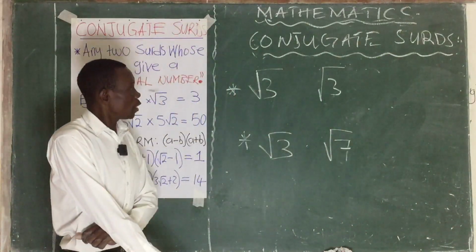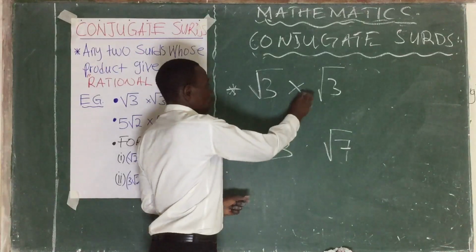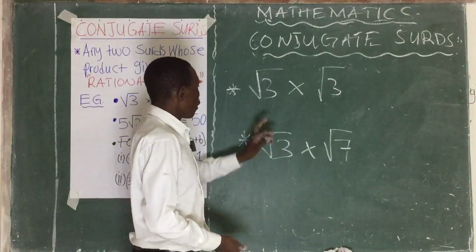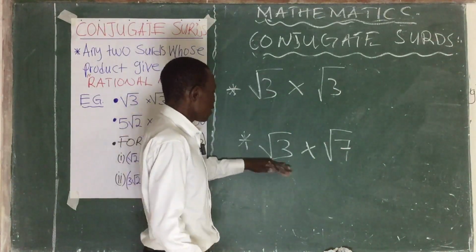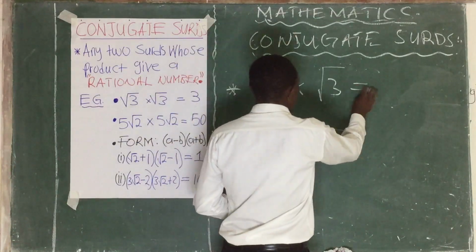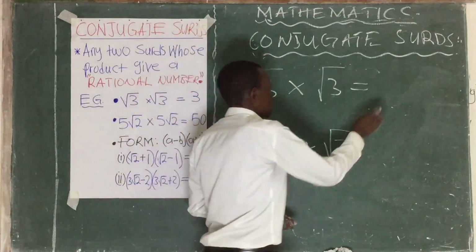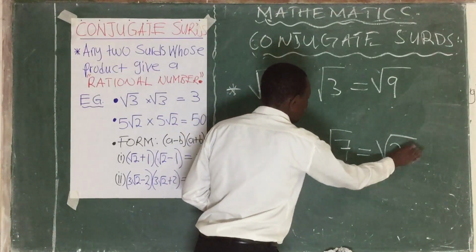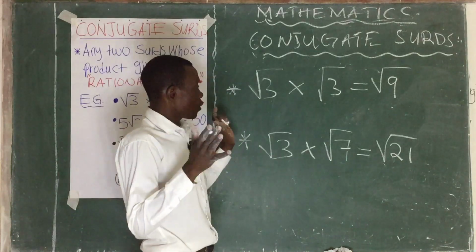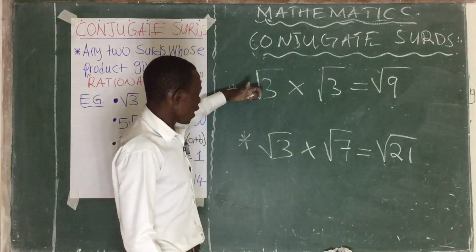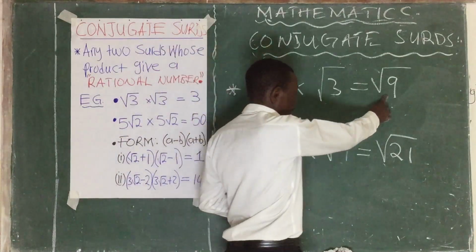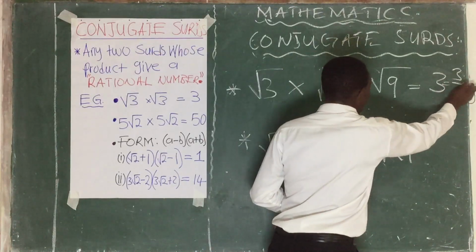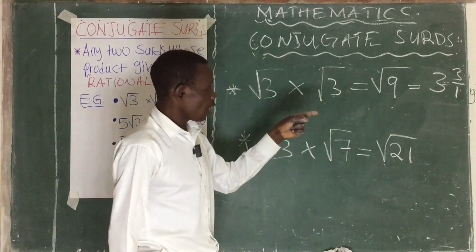If I multiply this and this, the product means multiplication, and I also multiply here, we have two surds here. This is a surd, that is a surd. If I do the operation for this, I'll get root of 9. If I do the operation for this, I'll get root 21. If we compare the two results, you observe that here we're getting root of 9 as 3, which is the same as 3 over 1, which is a rational number.